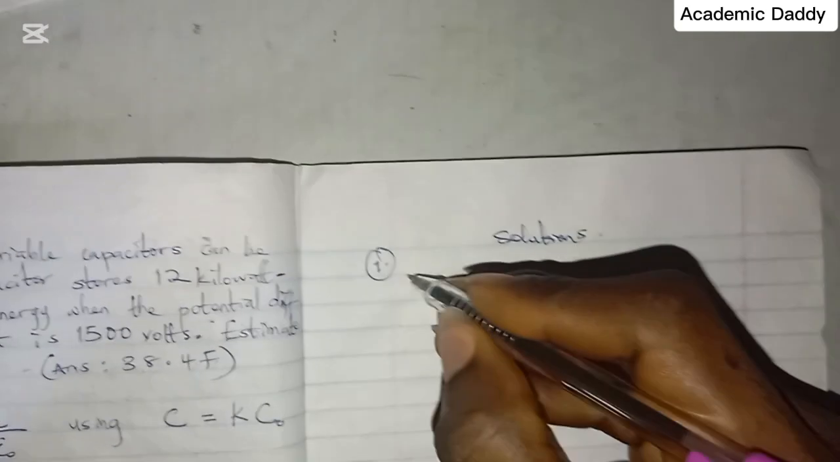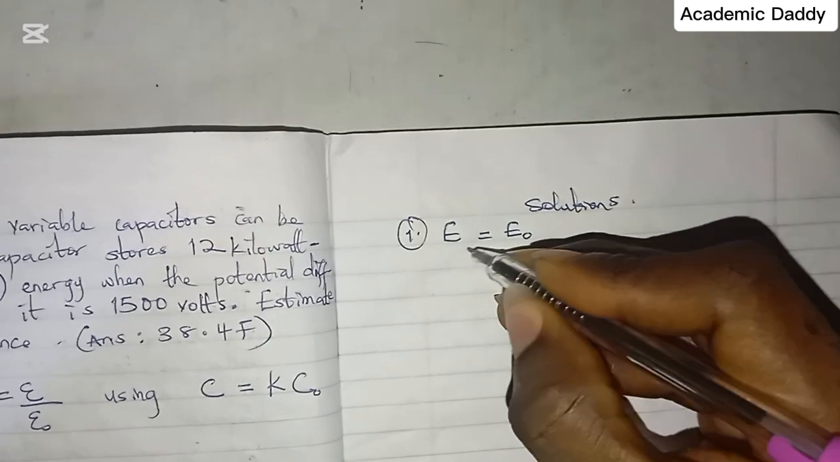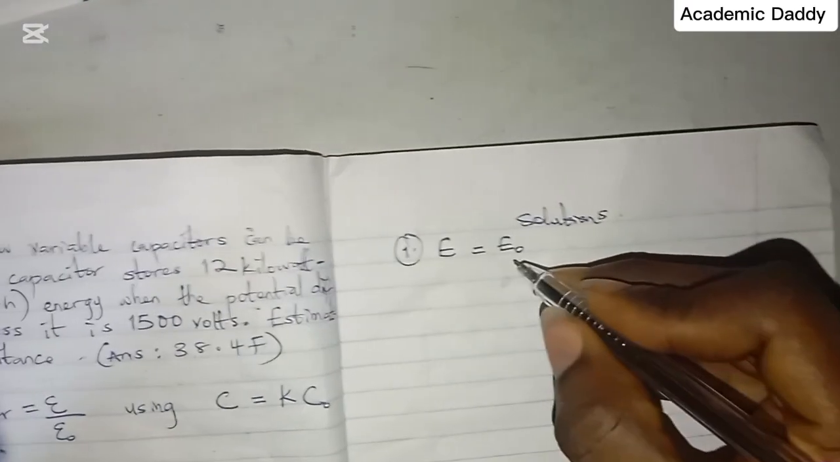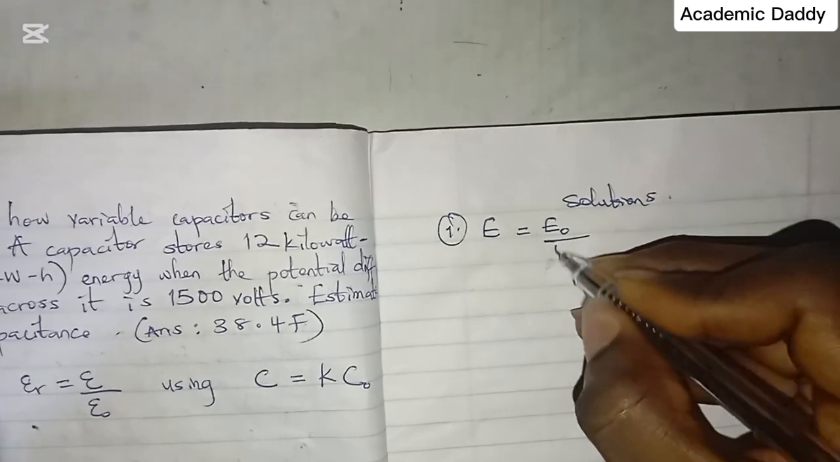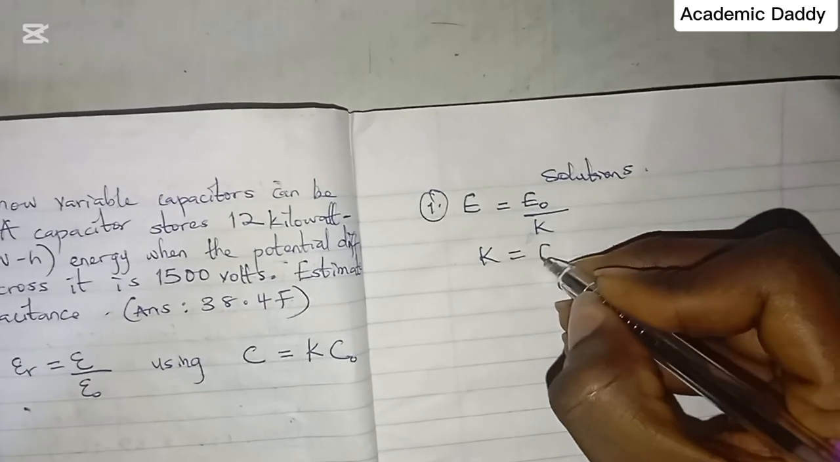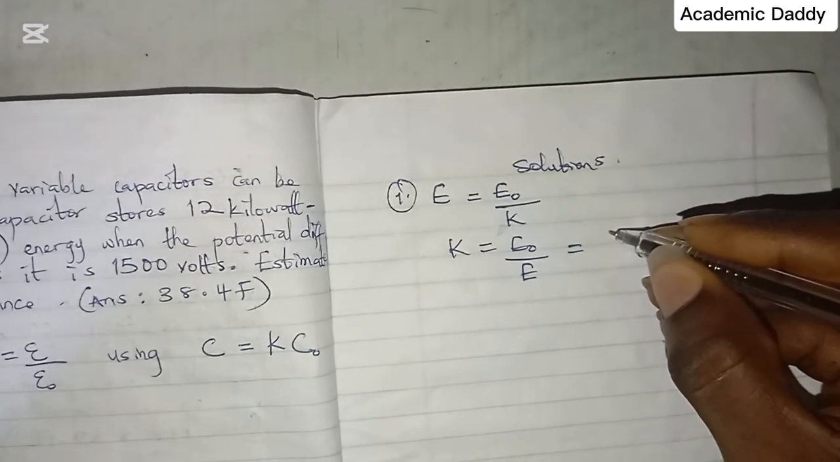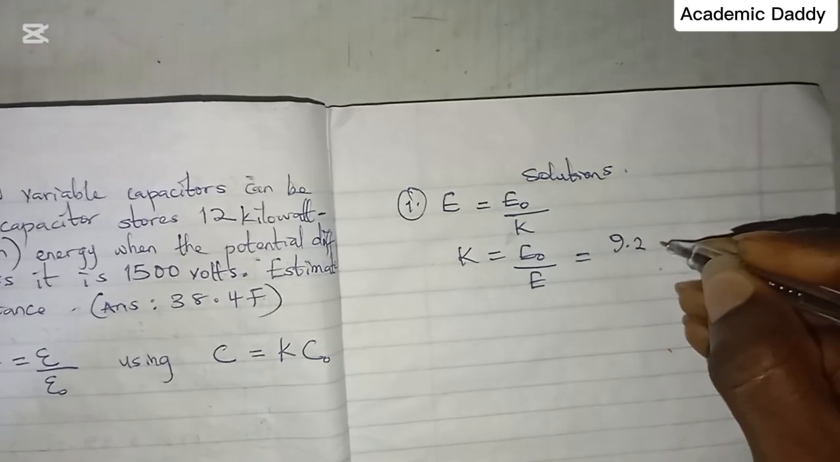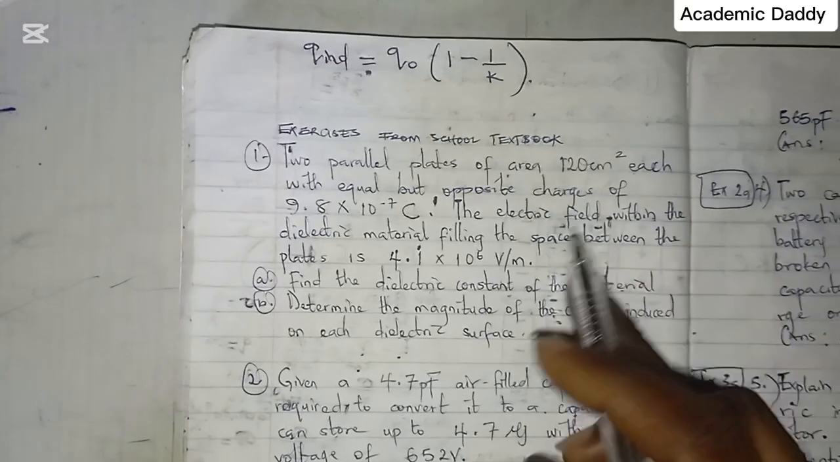To find the dielectric constant, the easiest way to do this when electric field is given is to simply say the electric field when there is a dielectric, the final electric field, is equal to the initial electric field over the dielectric constant. Making K subject of the formula, you now have E naught over E, where the initial electric field is 9.2 times 10 raised to power 6.